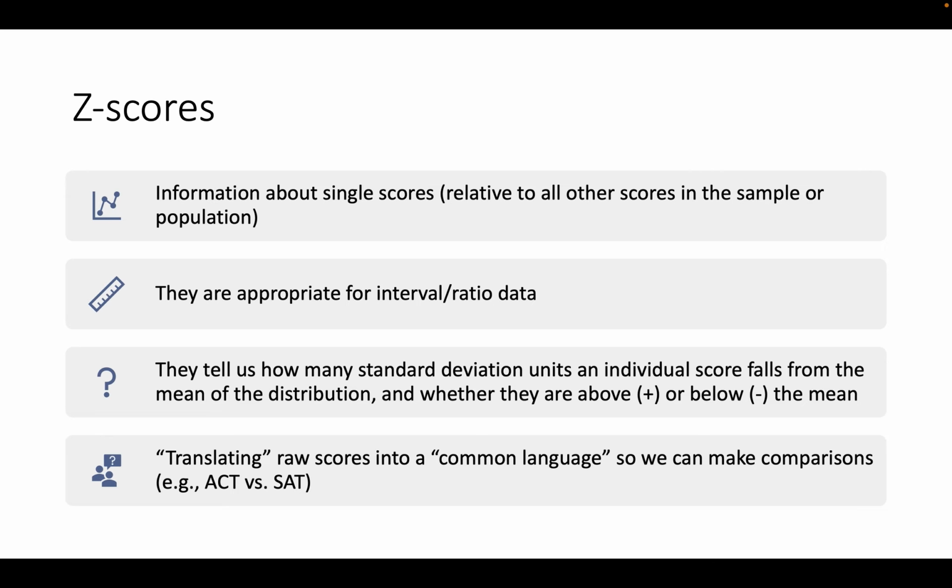And we do this so we can actually talk about our data. So this translates our raw scores into more common language so that we can make comparisons. So for ACT or SAT scores, who can tell me what the ranges are or the means? So how would we compare here, right? How would you compare your ACT or SAT score with someone else or with each other?